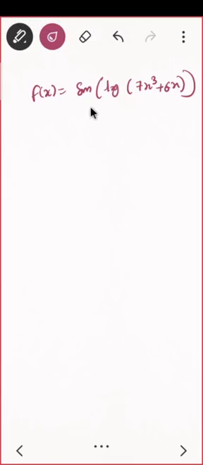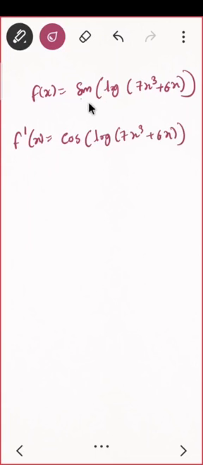The first thing is, this is a composition, sine and composition of this thing. So the first derivative will be f dash of x, that is equal to, what is the derivative of sine? That is cos. So it will be cos of whatever the thing is, log of 7x cube plus 6x.